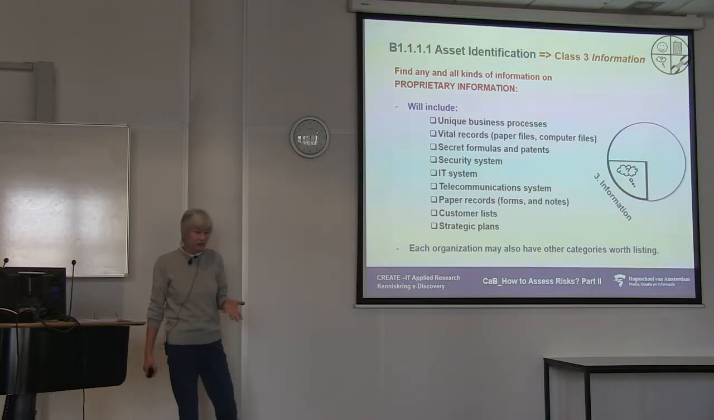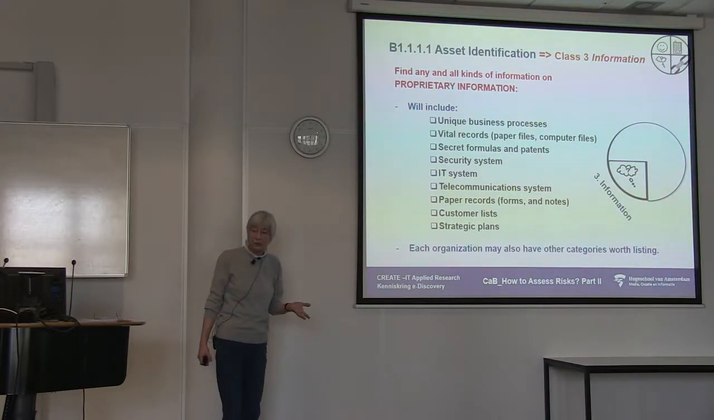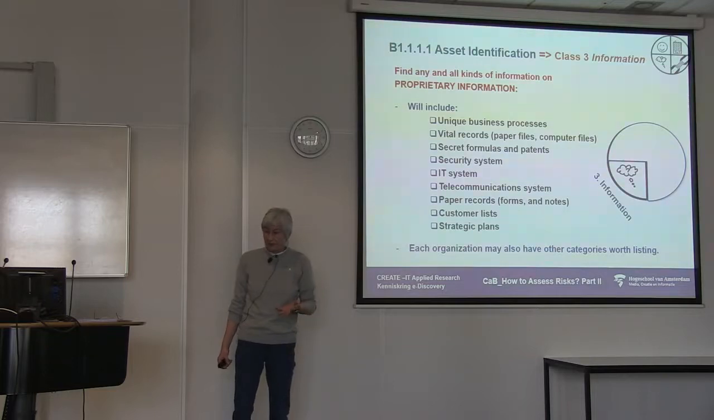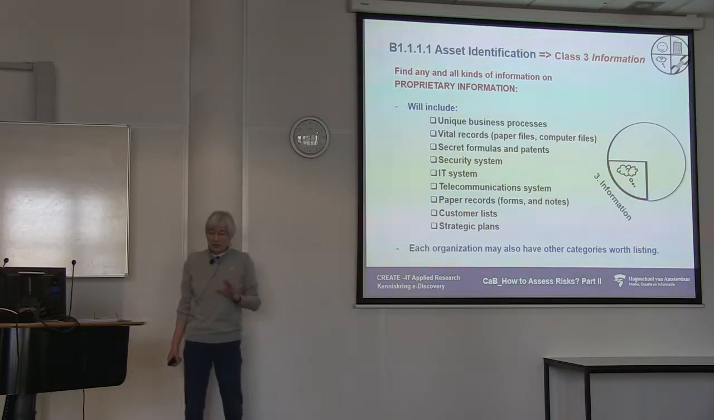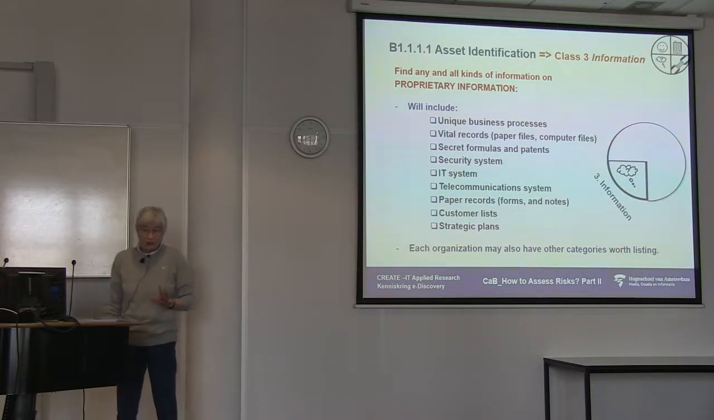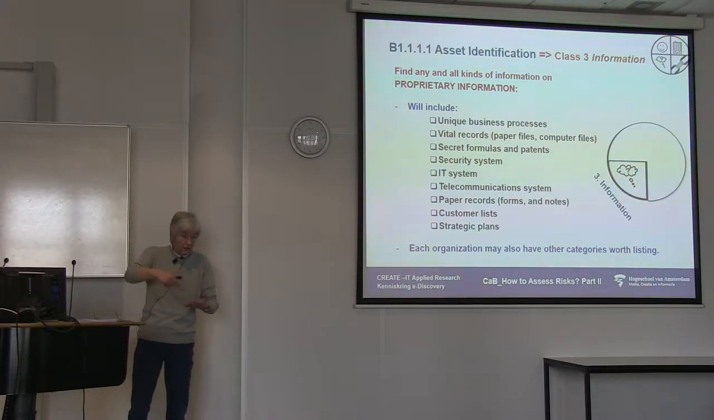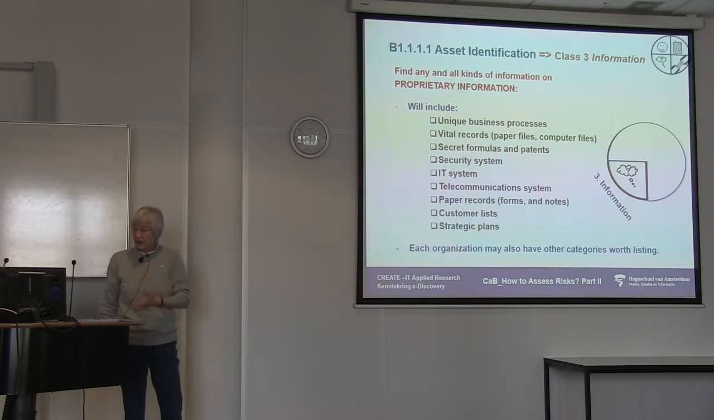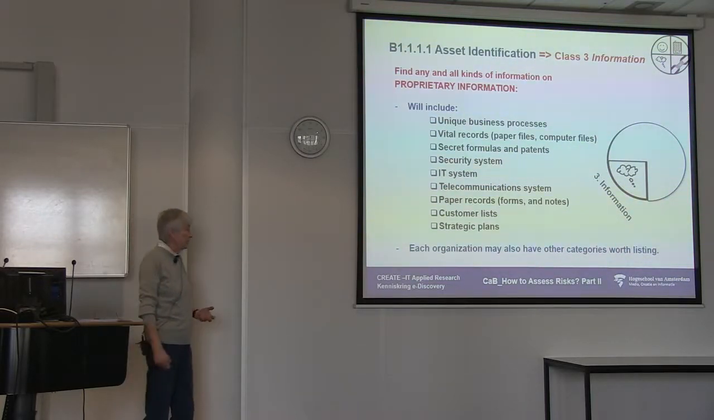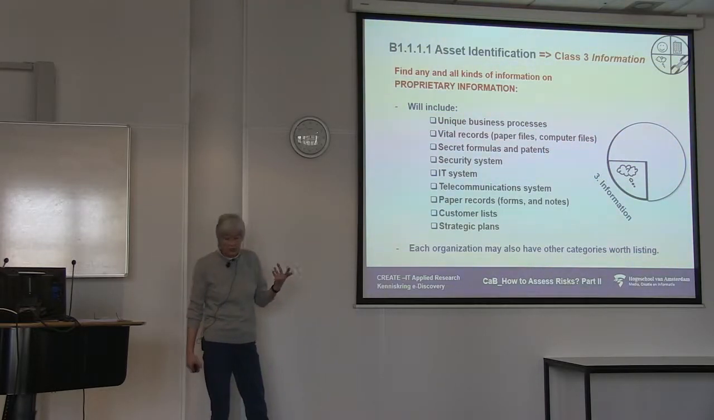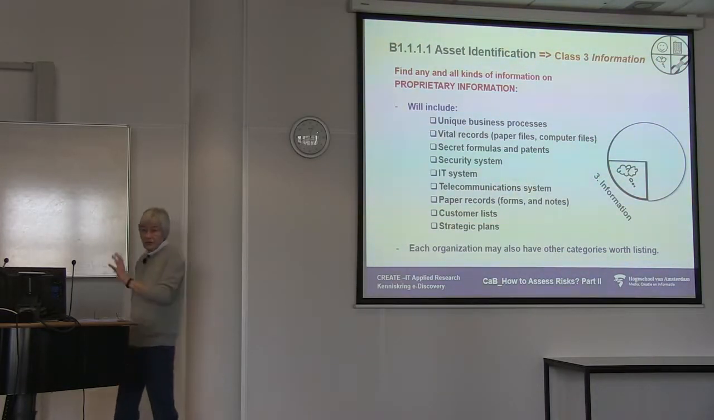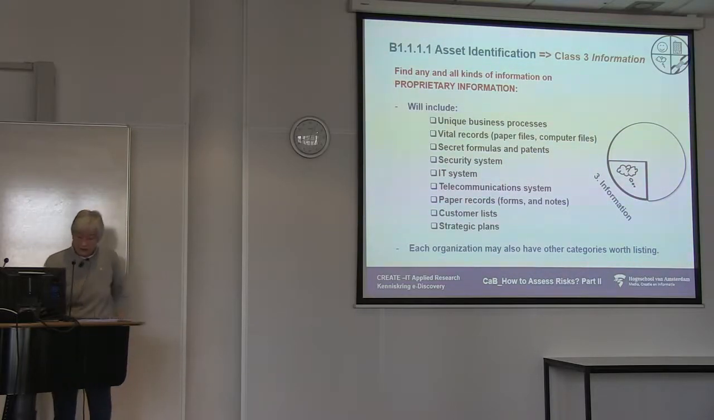Your paper records. Don't forget the analog world. There are a lot of pieces of paper that belong to proprietary information that you have to keep. For example, contracts where signatures are on, and you have to keep those paper records. It can be specifically contracts, but it can also be forms or notes about strategic meetings, whatever.